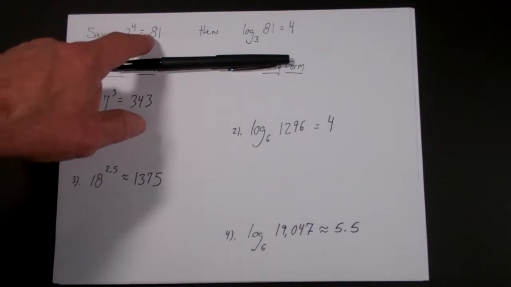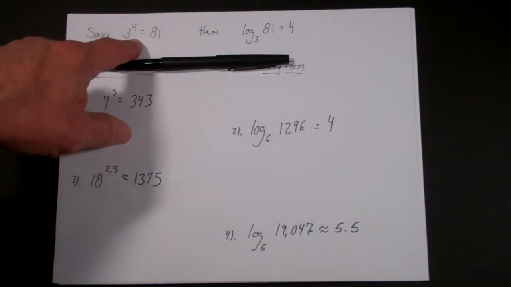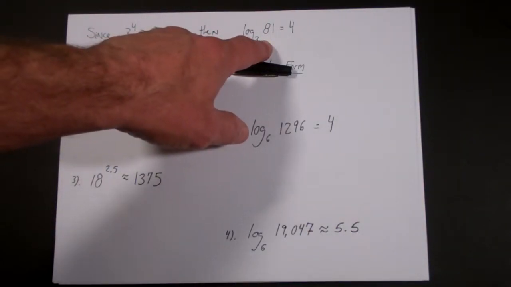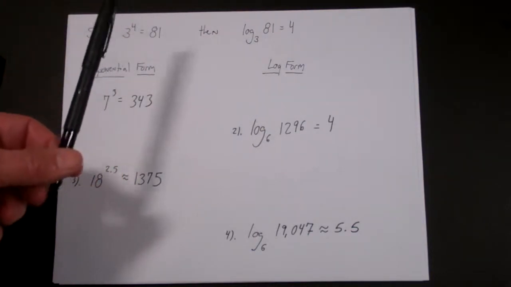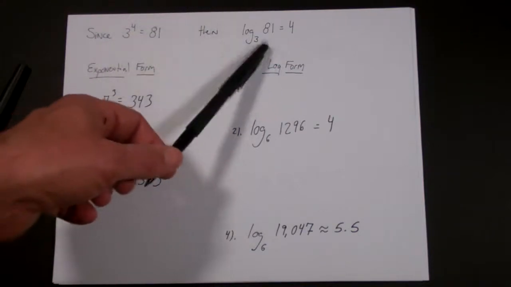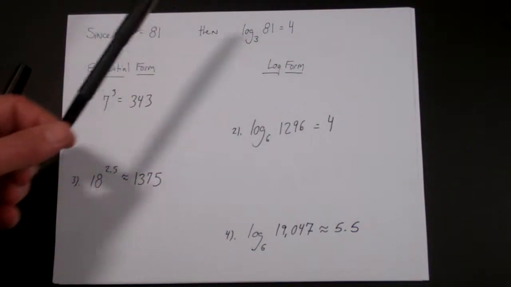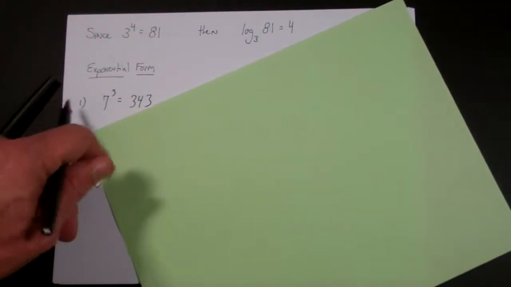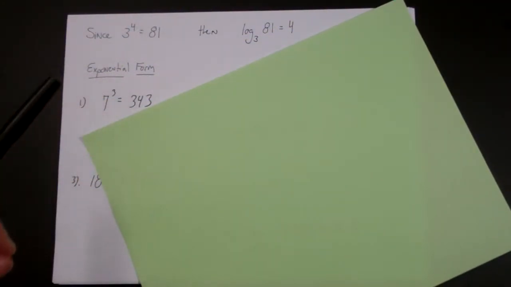The first expression is called exponential form, and the second one we call log form. What you'll be asked to do is either take something written in exponential form and rewrite it as a log, or take something in log form and rewrite it as an exponent. Let's look at an example. The first example is written in exponential form: 7 to the third is 343, and you'll be asked to write it as a logarithm, or log.